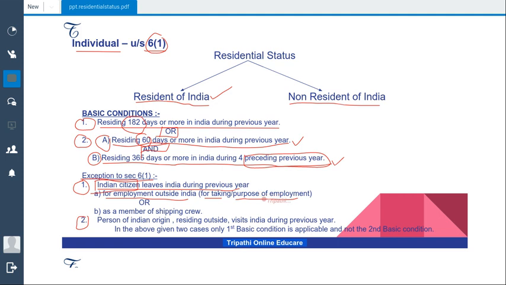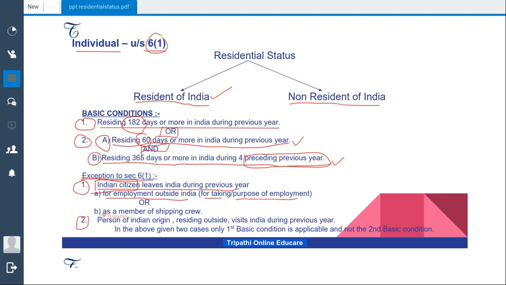And what do you mean by for the purpose of employment? You are on an official tour, or you got some project in a foreign country for a month, or maybe for 2 months or 6 months. So you will complete that project and again come back to India. So that is for the purpose of employment. In case of purpose of employment, you are not completely leaving India. So I hope you have understood the difference between taking an employment and for the purpose of employment.